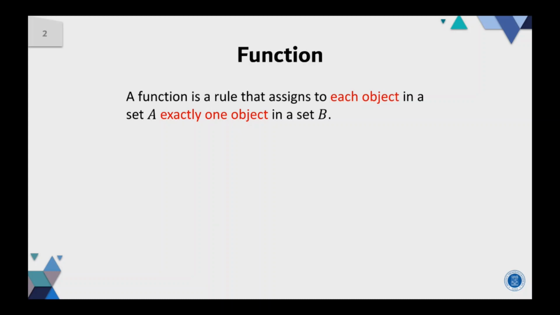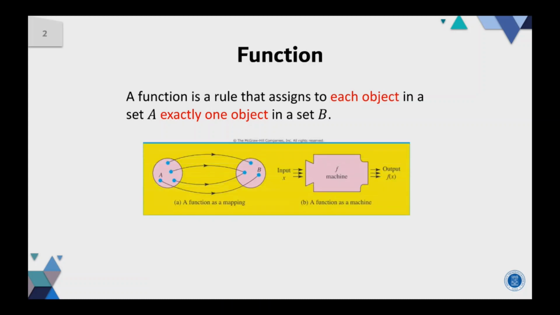Okay, but there are also properties of the assignment. The first one is each object in set A has to be assigned. So everything in A has to be assigned, right? And the second one is everything in set A will be assigned to exactly one object in set B. So we couldn't have one object in set A assigned to more than one object in set B. So that's the definition of a function.